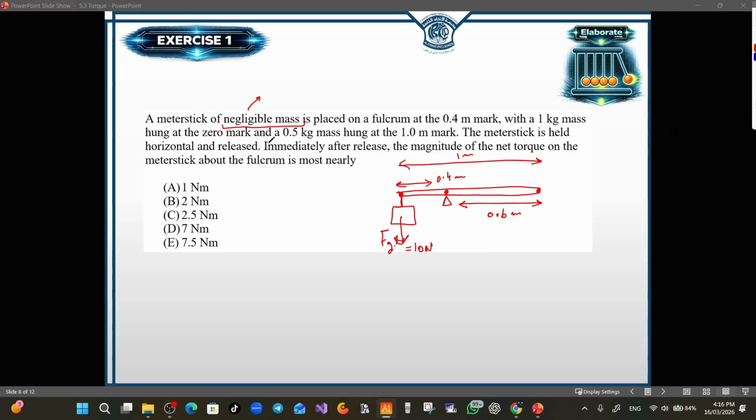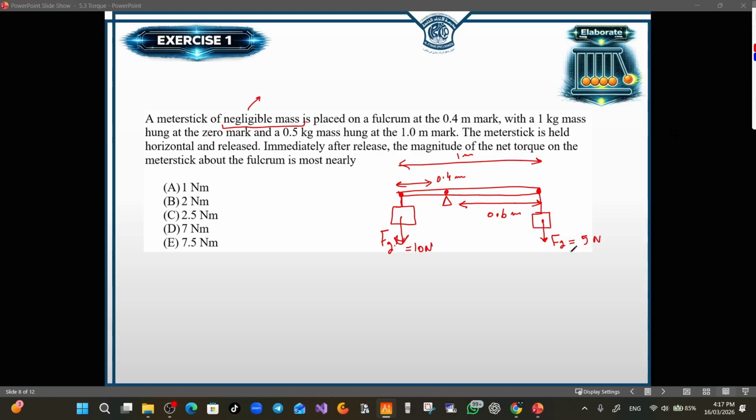Now, another mass, 0.5 kilogram, is placed on the 1 meter mark. So this is the 1 meter mark. We have placed another, lighter mass, 0.5 kilogram. Also, this mass will be subjected to the force of gravity. So this force will rotate the meter stick in this direction. The magnitude of this force will be 0.5 times 10, and it's going to be 5 Newton.